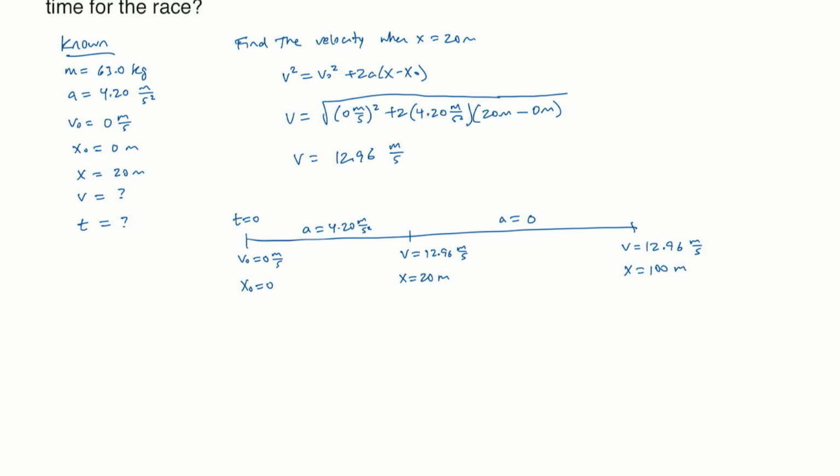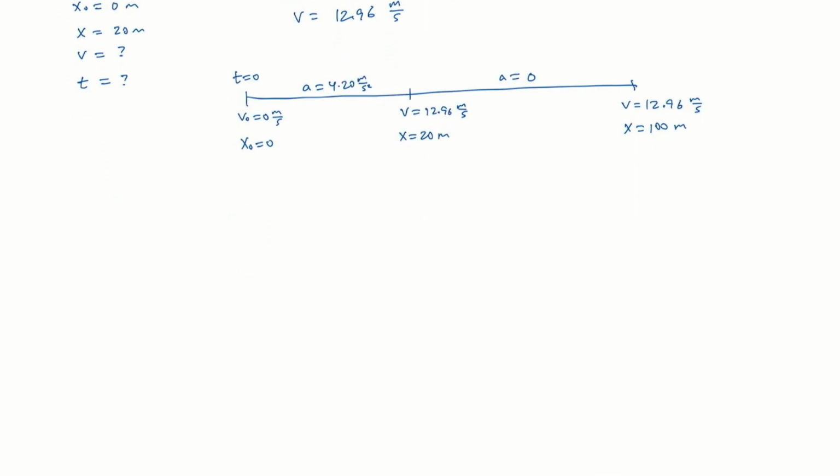All right, so we can find the time for the first part when he is accelerating, and then the time for the second part when he's not accelerating. We can add those two times together. For the first part of the race, we can use x is x naught plus v naught t plus 1/2 a t squared, and we're looking for t.